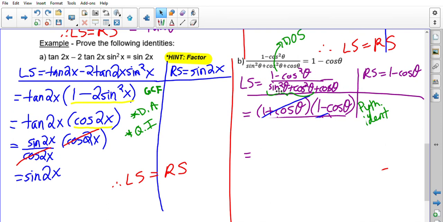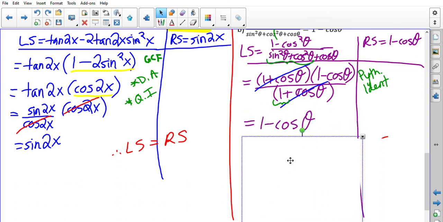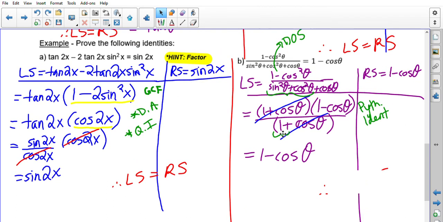Okay. The denominator, hopefully you can see in the denominator that the sine squared theta plus the cos squared theta, that's the Pythagorean identity. So we know those two add together to equal 1. Okay, so there in green has become 1. So the denominator is just 1 plus cos theta. So what's really cool about that is now you have a common factor in the top and bottom. So cancel out. And then we are just left with 1 minus cos theta.